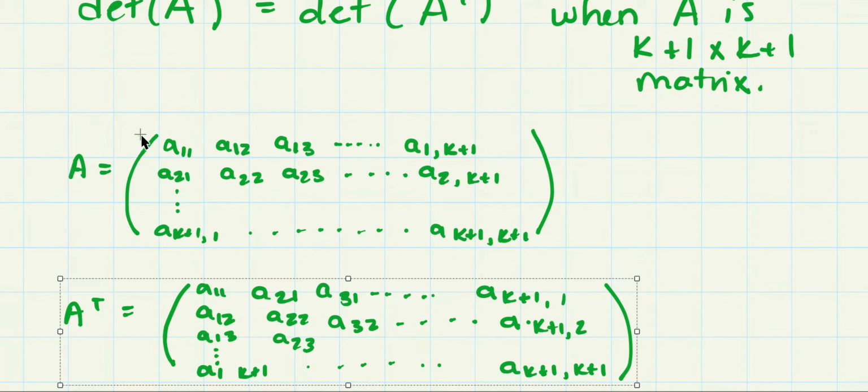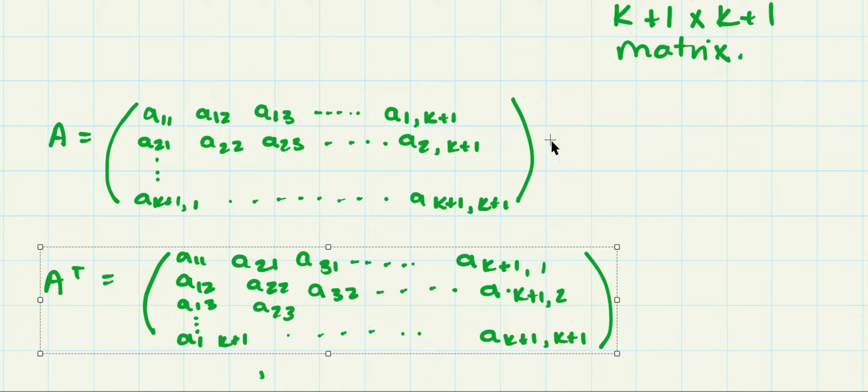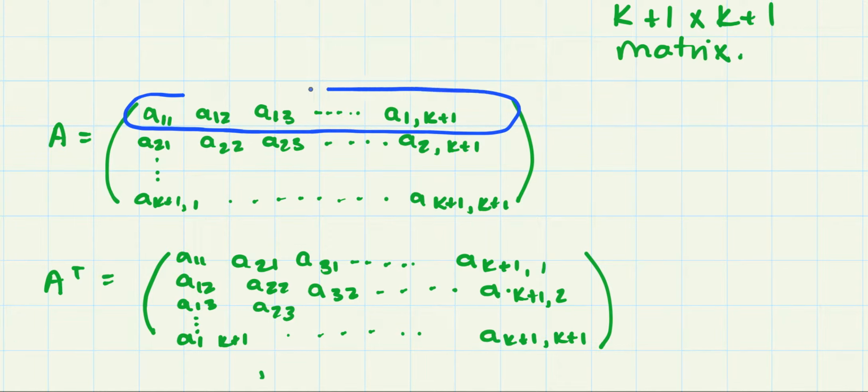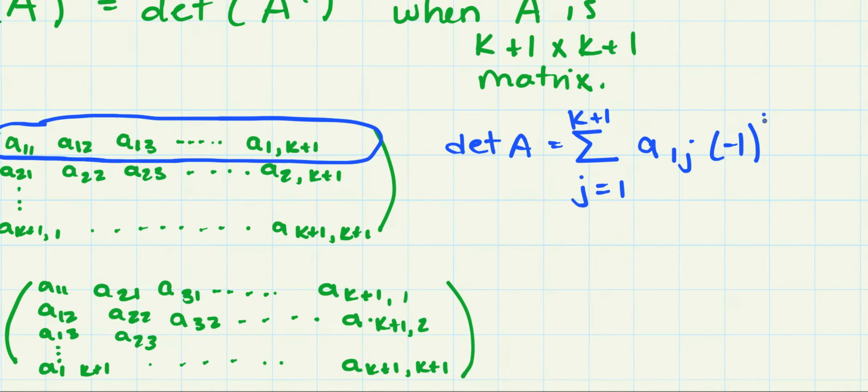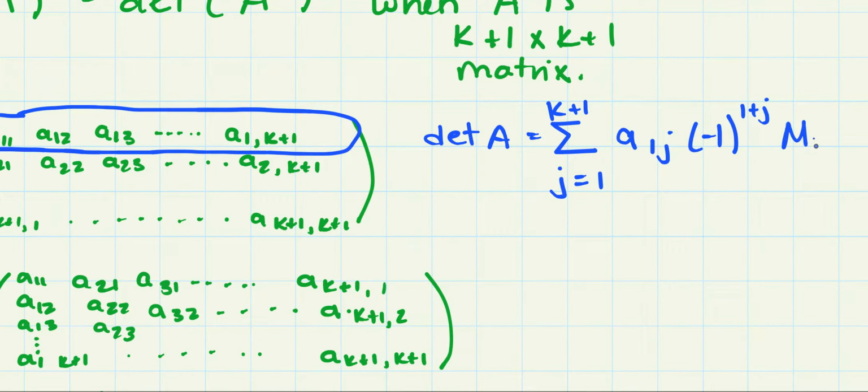I'm going to start with the determinant of A. So what I'm going to do is pick a row to go down. I'm going to pick this very first row, and you can pick any row you want or a column. It's going to be a similar proof. So the determinant of A, let's write this out. This is the sum from j is equal to 1 to k plus 1 of A1j, negative 1 to the 1 plus j, M1j.